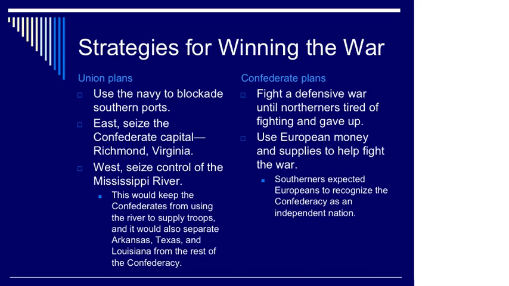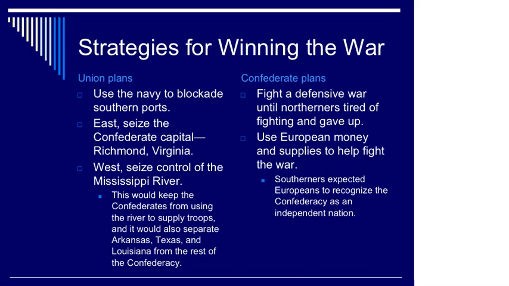And their other big goal is they expected European countries to recognize the Confederacy as an independent nation, therefore trading with them, and the South would then be able to trade all their huge supplies of cotton that they're not going to be trading with the North anymore with these European countries, which will supply the South with the supplies that they need and money that they need.